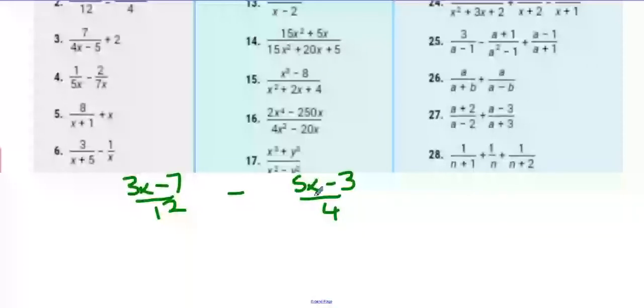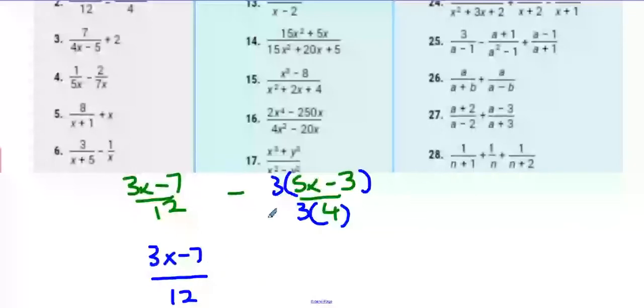So what I'm going to do to this 4 is I'm just going to multiply top and bottom by 3. Now, whatever you do to the bottom, you do to the top as well. And what we should get here is 3x minus 7 all over 12. Now, it's not a 3. It's a minus 3 because the minus affects the 3. So it's minus 3 by 5, and then minus 3 by 3, plus 9 all over.